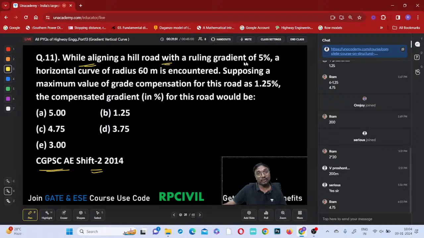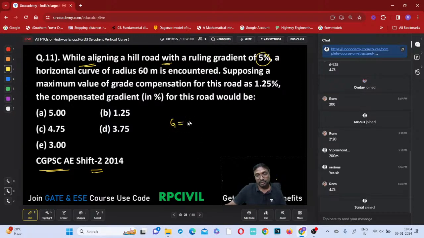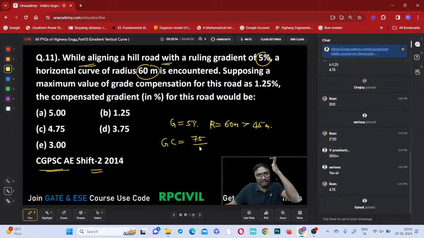While aligning a hill road with a ruling gradient of 5%, the original gradient will be 5%. Horizontal curve of radius 60 meters. Since it is greater than 45 meters, which equation do we have to use for the calculation of grade compensation, 30 plus R by R or 75 by R?